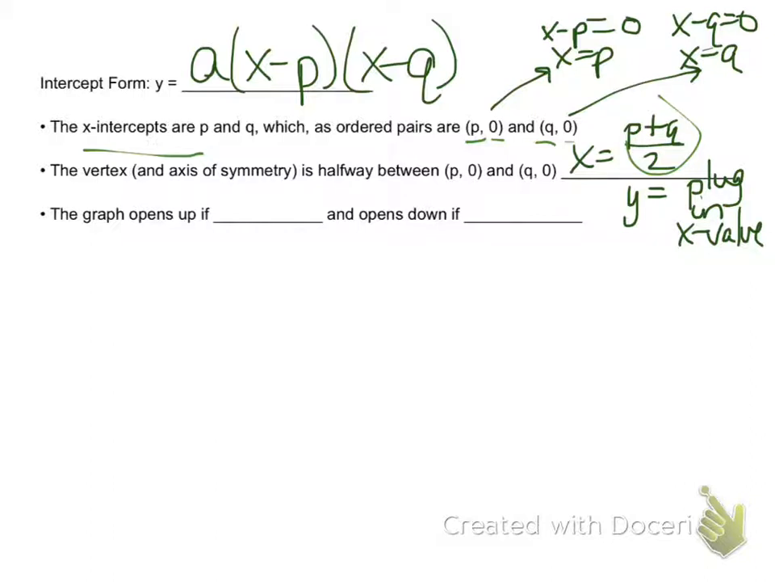And the same as with the other two forms, the graph opens up if a is greater than 0, and down if a is less than 0.